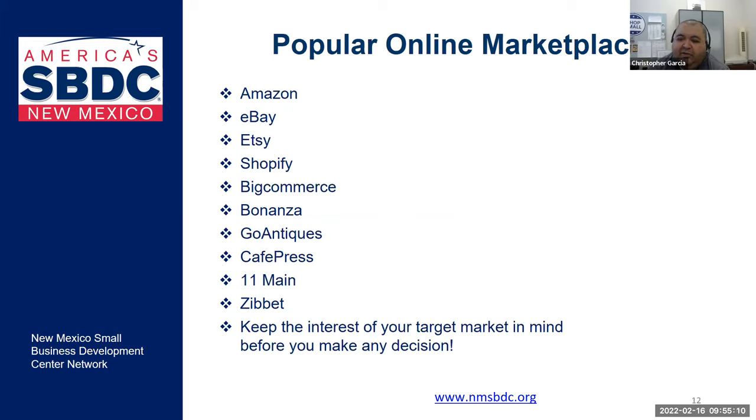So if you sold mass-produced product, say women's handbags, Amazon might be a good option for you. If you sold vintage women's clothing, eBay might be your main portal of distribution. And if you sold maybe hand-knit women's cardigans, Etsy might probably be your best bet. Remember, keep that target market in mind.